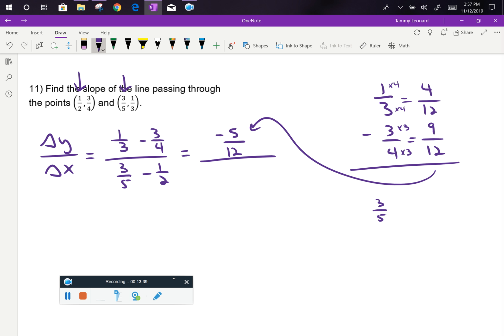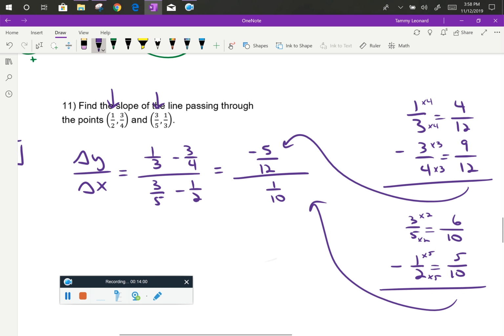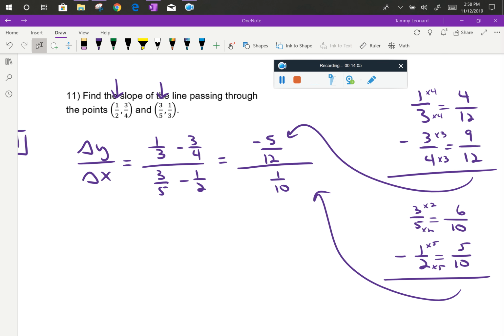Now I've got another little subtraction problem to do. 3/5 minus 1/2. This time my common denominator will be 10. 5 times 2 would be 10, so 3 times 2 is 6. 2 times 5 would be 10, so 1 times 5 is 5. This time when I subtract, I get 1/10. Now I have to remember my basic fraction skills. When I'm dividing 2 fractions, I take the reciprocal of the second fraction and multiply. So this is the same as negative 5/12 divided by 1/10.